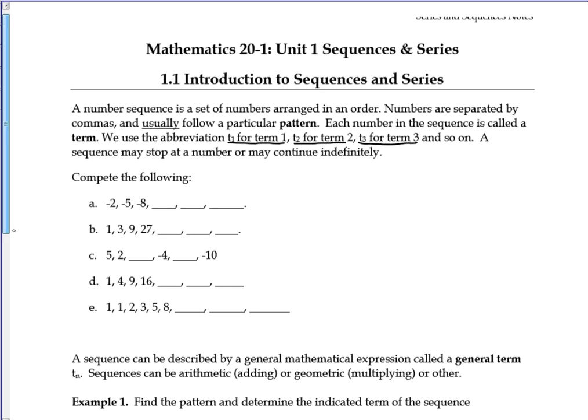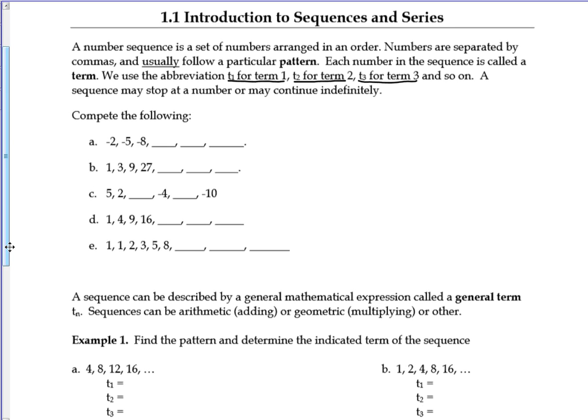So the very first sequence, did you figure out what was going on? Each time, what were we doing? Subtracting 3. We were subtracting 3 each time. So negative 8, next would be negative 11, negative 14, and negative 17. So we're subtracting 3. That's a very specific type of sequence. It's actually called an arithmetic sequence, because we were subtracting 3 each time.